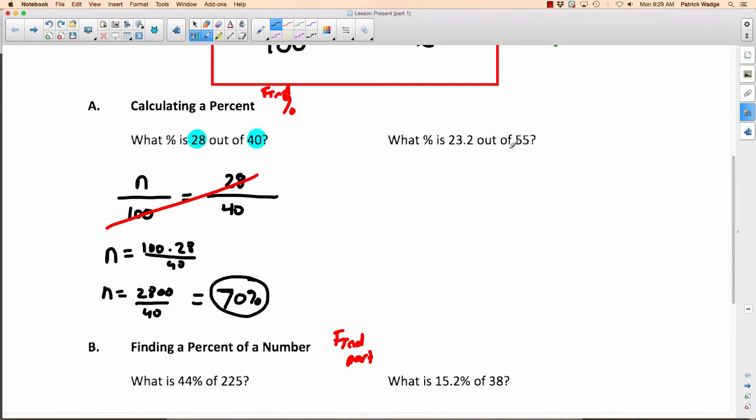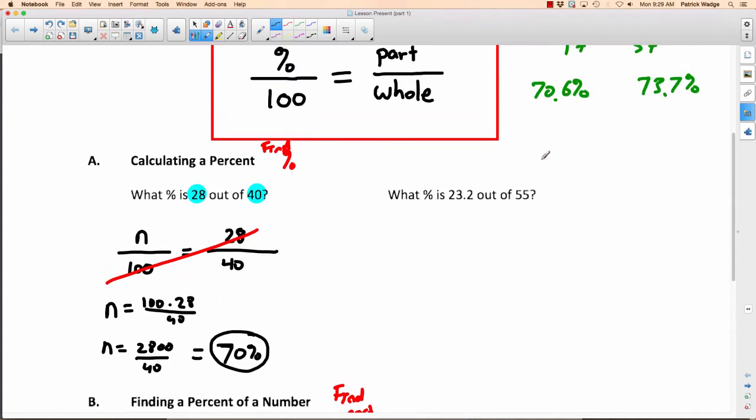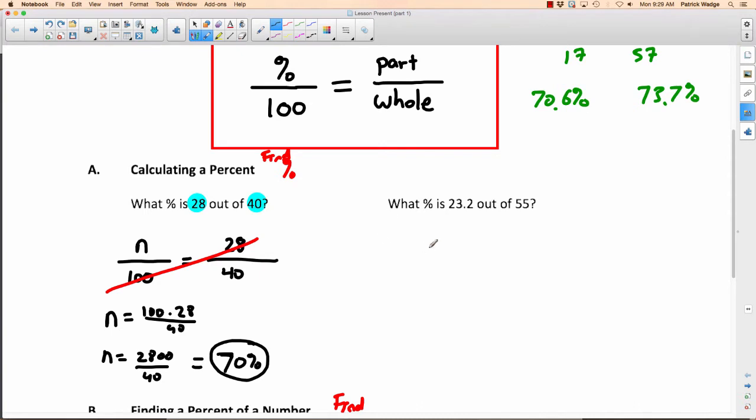Okay, let's do one more of those. What percent is 23.2 out of 55? Ooh, scary numbers because of the decimal. It doesn't matter. It's just as easy. So, again, we're going to set up our proportion. What number can you put down right away without even thinking about it? 100. It's always there. Don't worry about it.